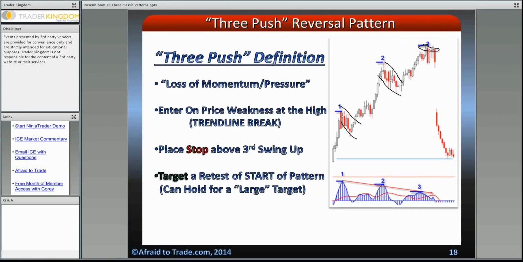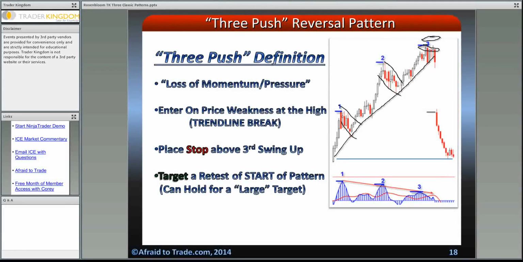And we're going to enter on the break of a trend line, which you can draw. My goodness, how many times we're going to talk about trend lines. You can also do it at the top, if you're a proficient trader, but that's again an aggressive move. Nevertheless, just wait for the break of the trend line. This is a gap scenario, but anyway. So the stop is above the 3rd swing up.